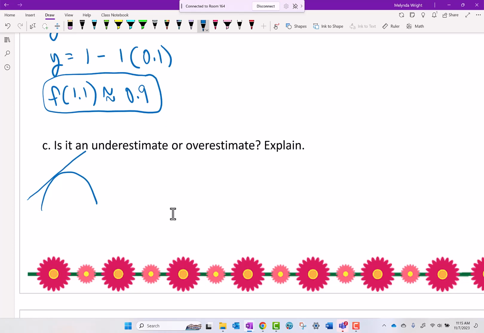So since f is concave down, the tangent line is above f. Okay, see how it's concave down, the tangent line is above it? So what does that mean for us?